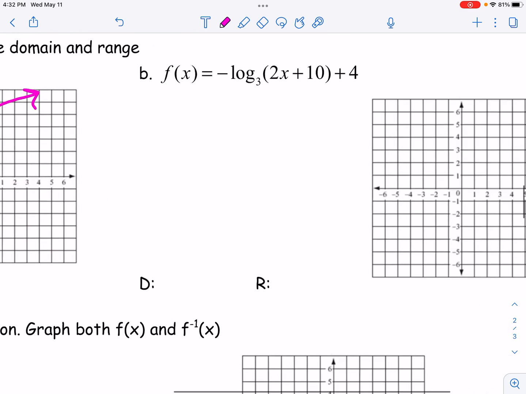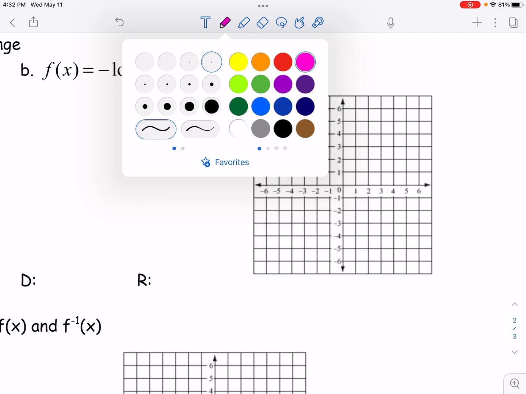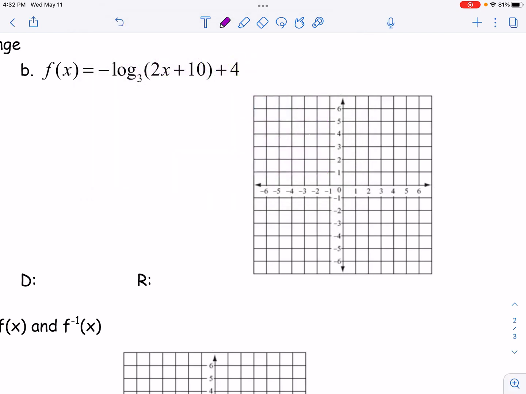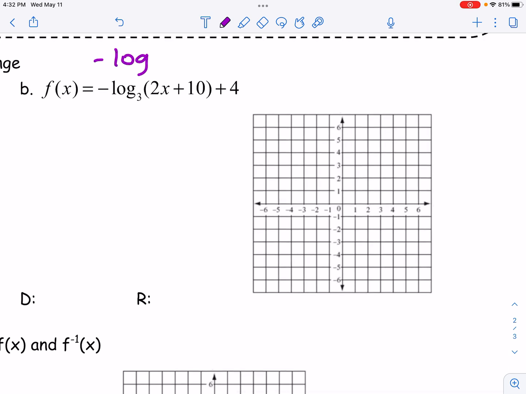Okay, let's do it again. Over here, I can identify my base first. However, something is catching my eye in that argument. When you have a b value, remember you need to factor it out. So I'm actually going to rewrite this before I forget: negative log base 3 of 2 times (x plus 5), plus 4. Base is still 3. That doesn't change, but I just didn't want to forget to factor out that b value before I list my transformations.